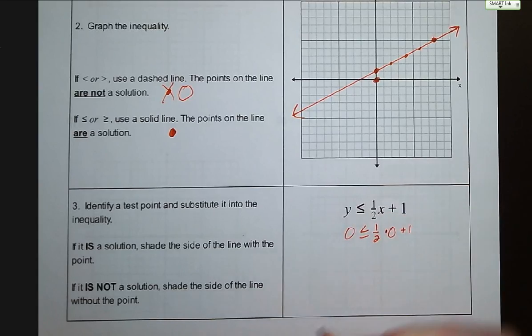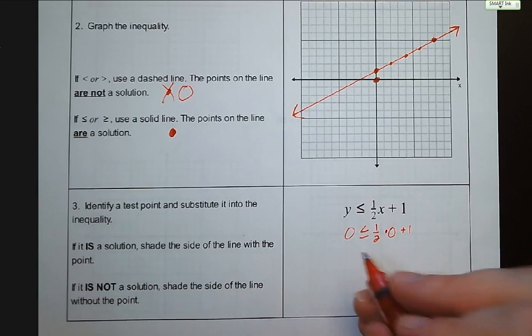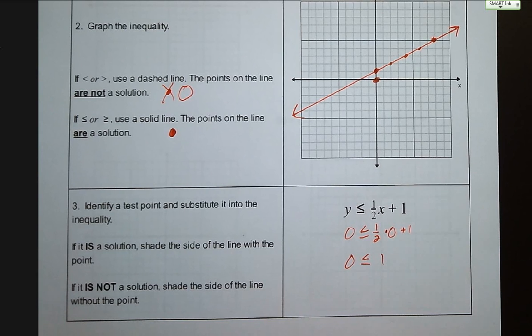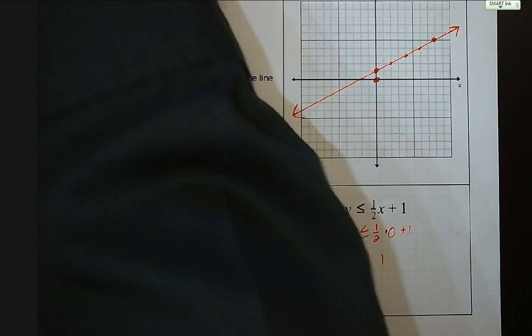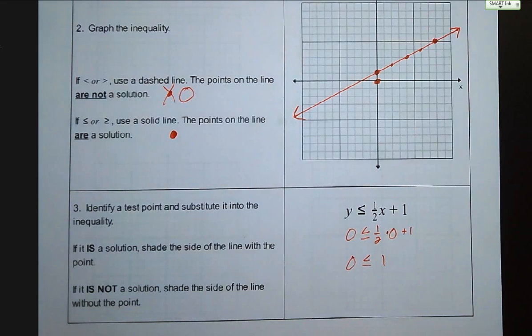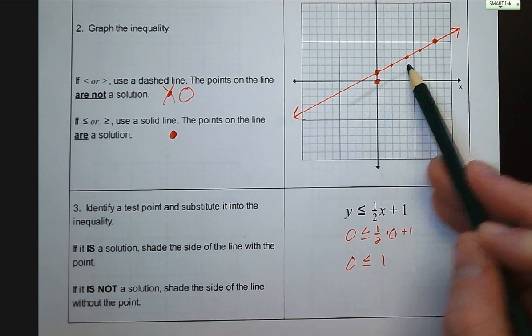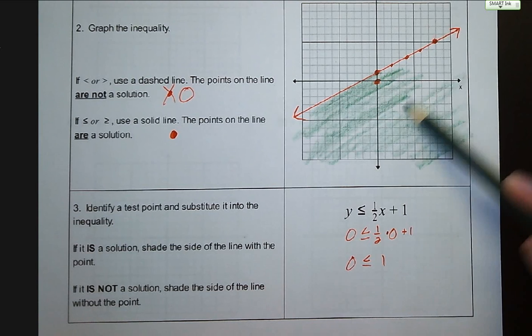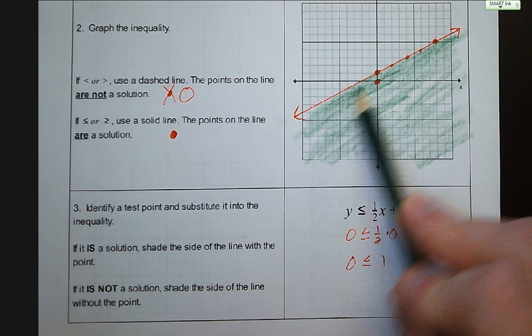Because it makes my math really easy. Because variables cancel out. Is 0 less than 1? Yes, it is. So the side of my line that has the test point is going to get shaded in. Oh yeah, by the way, you're going to need colored pencils or something for this lesson.